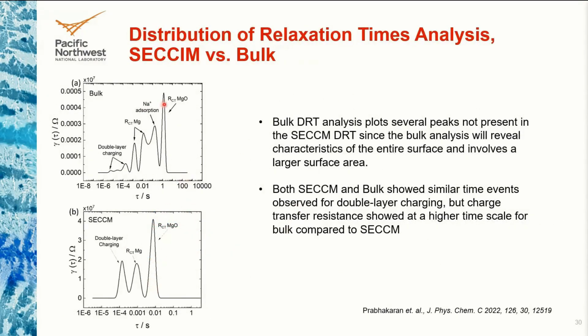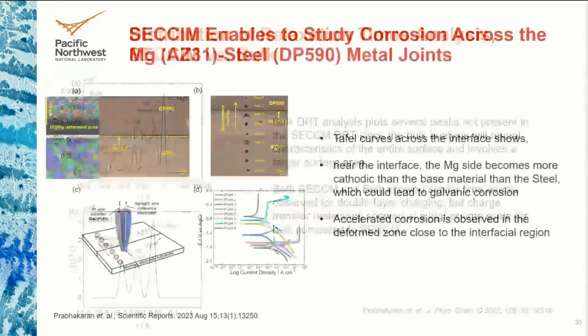After the EIS, we did the DRT analysis, and it also revealed a very reduced number of characteristic peaks in the SECCM data compared to the bulk, which usually means that the bulk has an ensemble response. So you have many different elements that play together and form many different peaks, whereas SECCM is a very localized response that leads to a very small number of DRT peaks. But essentially, you can get the peaks about the charge transfer resistance related to oxide layer formation. These are very useful for corrosion applications.